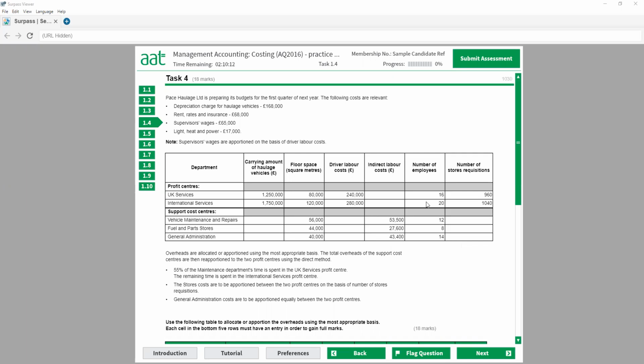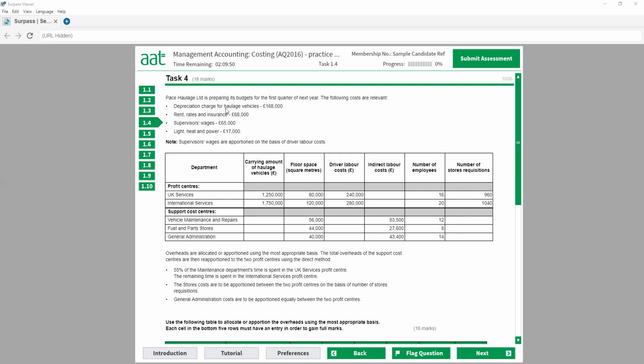Question number 4. What you have here. This question is from the apportionment, and this question will be definitely in the exam. So you need to make sure you understand this question, because anytime you do the exam for the management accounting costing, this question will always be there. So let's read this question.